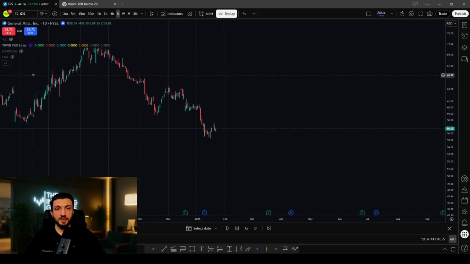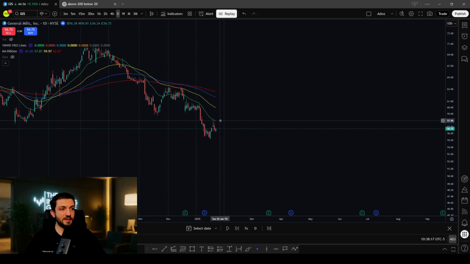And now I will also enable our second indicator, the MA ribbon. So let me remind you once again, the green line is the 20-day EMA. The yellow one is the 50-day EMA. The blue one is the 100 and the red one is the 200-day EMA. Let's play our chart a little bit.